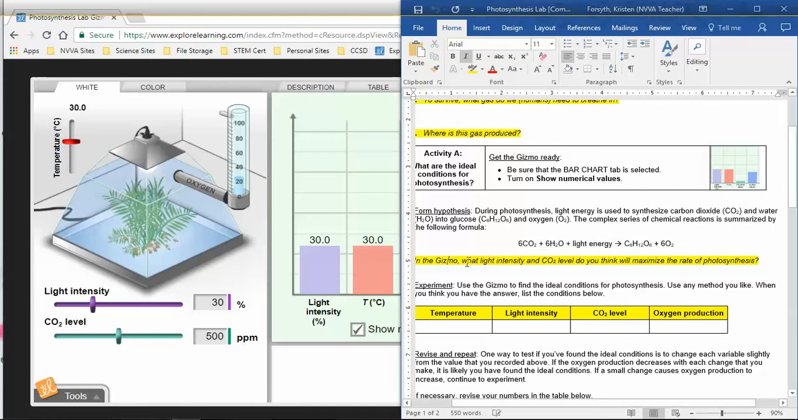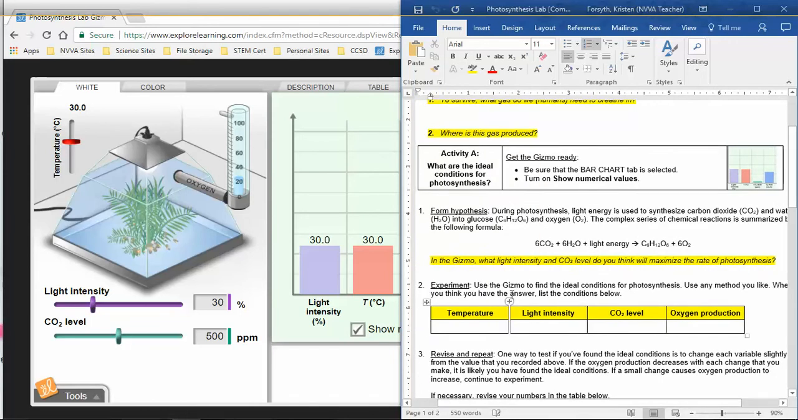So in the gizmo, what light intensity and carbon dioxide level do you think will maximize the rate of photosynthesis? So just by knowing this information, what do you think is going to maximize the rate of photosynthesis? So this is your prediction. I think for light intensity it will be this, and carbon dioxide it will be this. That's all you have to tell me. Okay? And then you're going to start doing some experimenting.